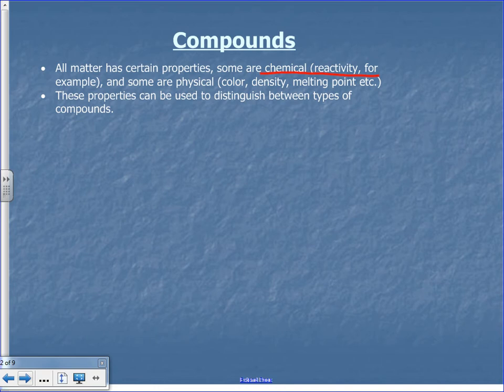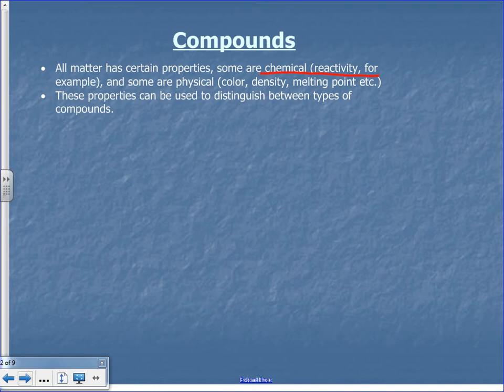Molecular compounds, their solutions, even if they do dissolve, don't conduct electricity because the molecular compounds don't break up into positive and negative charges. Without those, there's no conductivity. So that is the single number one test to determine whether something is an ionic compound or a molecular compound. It never fails.